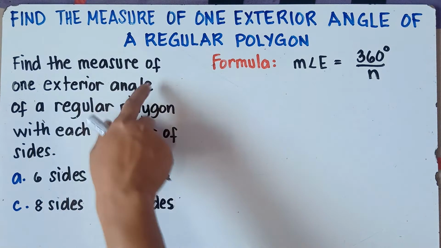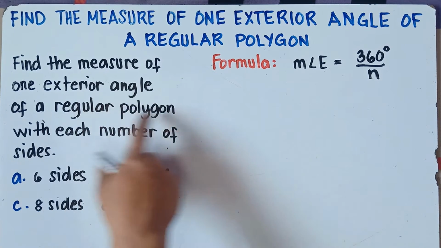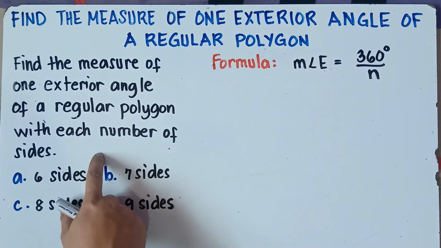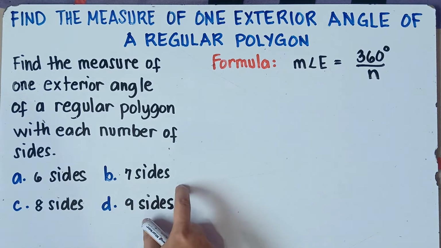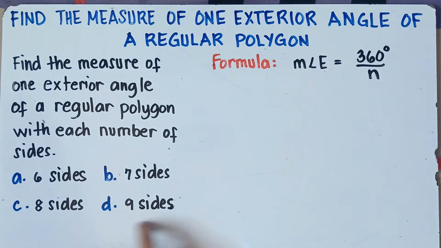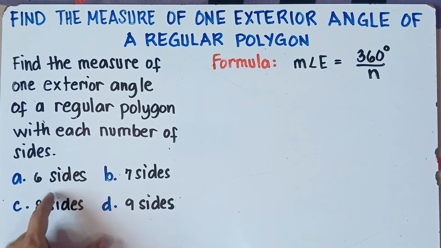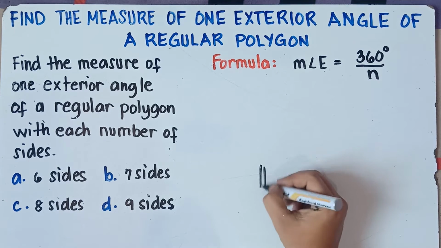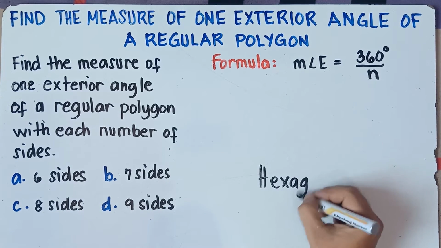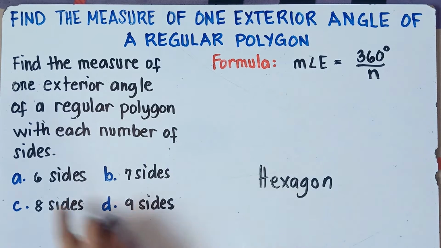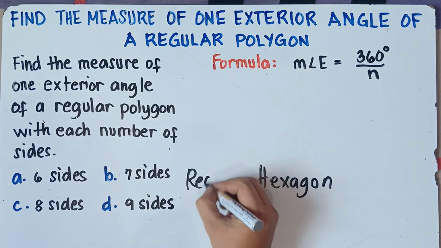So, we're told to find the measure of one exterior angle of a regular polygon with each number of sides. Letter A, 6 sides. Letter B, 7 sides. Letter C, 8 sides. And letter D, 9 sides. So what do you call, class, a polygon with 6 sides? Do you still remember? That's correct. That would be a hexagon. Now, since this is a regular polygon, this will be a regular hexagon.